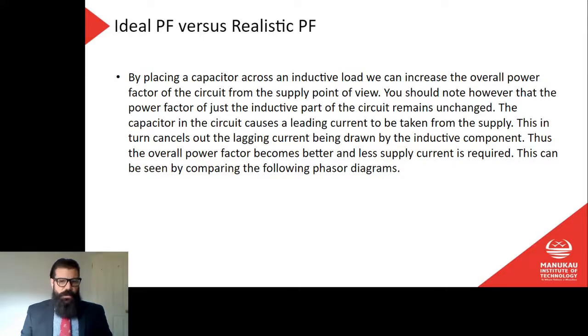The capacitor in the circuit causes a leading current to be taken from supply. This in turn cancels out the lagging current being drawn from the inductive component. Thus, the overall power factor becomes better and less supply current is required. This can be seen by comparing the following phasor diagrams.